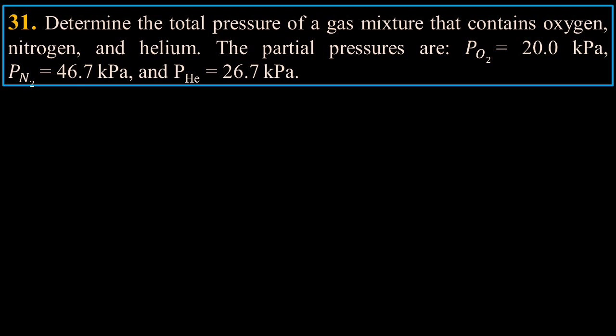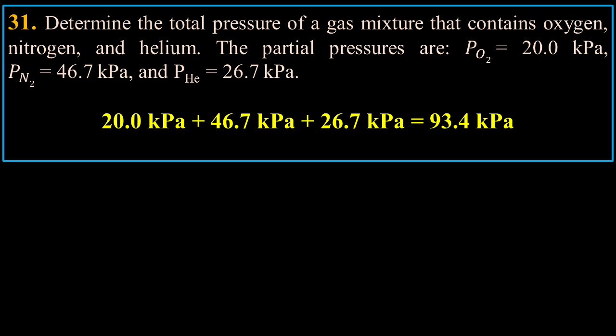Determine the total pressure of a gas mixture that contains oxygen, nitrogen, and helium. The partial pressures are: the pressure of oxygen is 20 kilopascals, nitrogen is 46.7 kilopascals, and helium is 26.7 kilopascals.